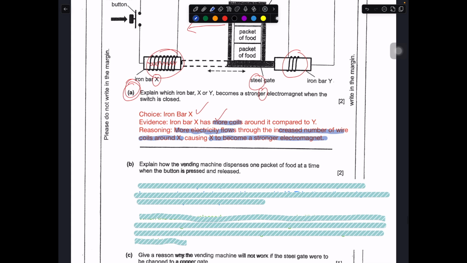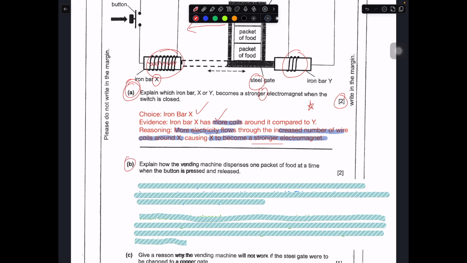So this is a little bit repetitive for this part. More coil, more electricity flow through the wire coil around the iron bar. This will result in it being a stronger electromagnet. So this is the main reason. In this case, this is a 2 mark question. But if it's without 2 marks, you can just say iron bar X has more coil, so it will become a stronger electromagnet. That will probably be a 1 mark requirement.